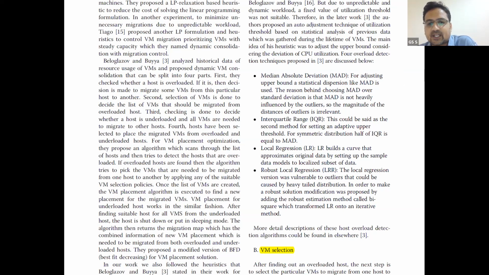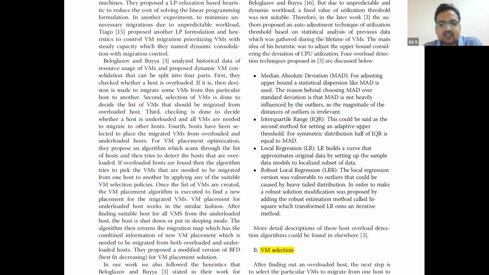MAD is not heavily influenced by the outliers, so the magnitude of the distances of outliers is irrelevant, whereas in other methods outliers are given more importance. Interquartile range, this is already a very important method known as IQR. This could be said as the second method for setting an adaptive upper threshold. For symmetric distribution, half of IQR is equal to MAD, right? So half of 1 IQR is MAD.